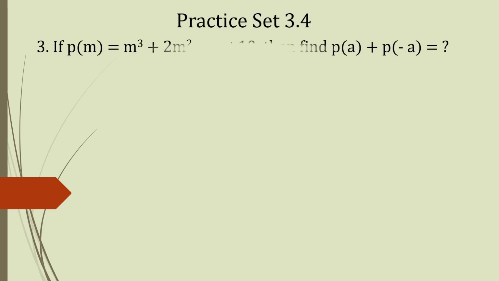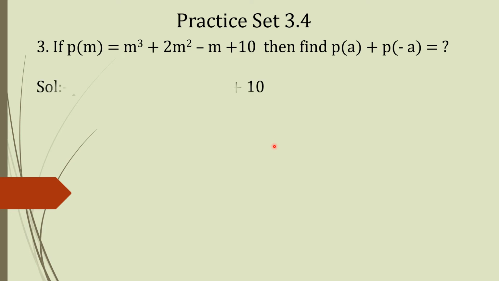Now, students, let's move to the third question. What is given in the third question? If p of m equals m cube plus 2m square minus m plus 10, then find p of a plus p of minus a. Here you have to find the value of p of a plus p of minus a, which means the variable m is replaced by a.